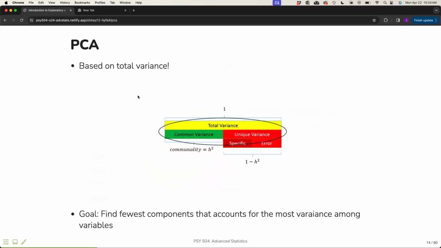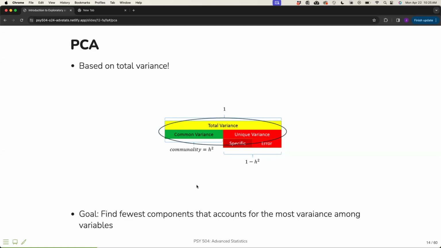Now I want to differentiate common factor analysis from PCA, or principal components analysis. Common factor analysis is based on the communality or shared variance. Principal components analysis is based on the total variance. As I stated before, the total variance is equal to 1. That's essentially what we're analyzing in a principal components analysis. It doesn't partition the variance into common or unique. It just throws all the variance into the analysis. That's the main difference between a principal components analysis and a common factor analysis.